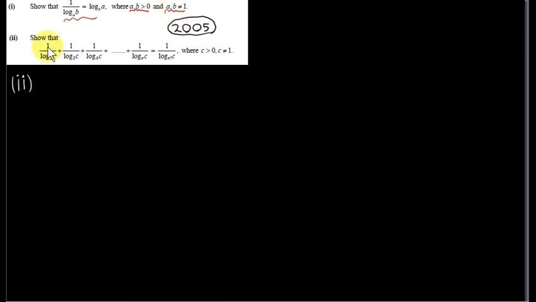In part 2, we want to show that 1 over log to the base 2 of c plus 1 over log to the base 3 of c plus 1 over log to the base 4 of c, etc., as far as 1 over log to the base r of c is 1 over log to the base r factorial of c, where c is positive and c is not equal to 1.